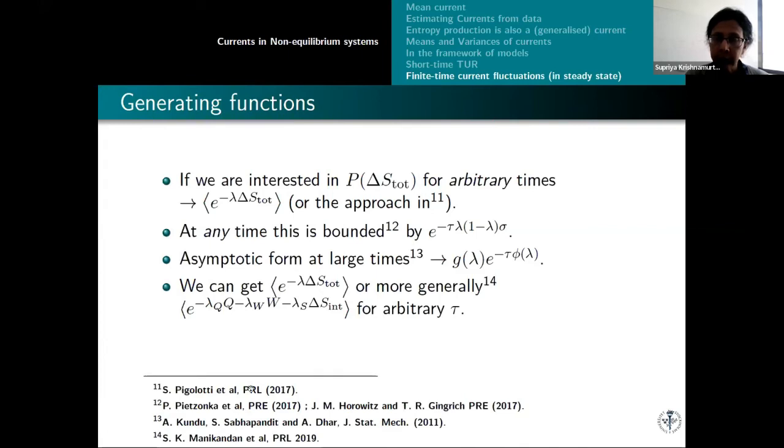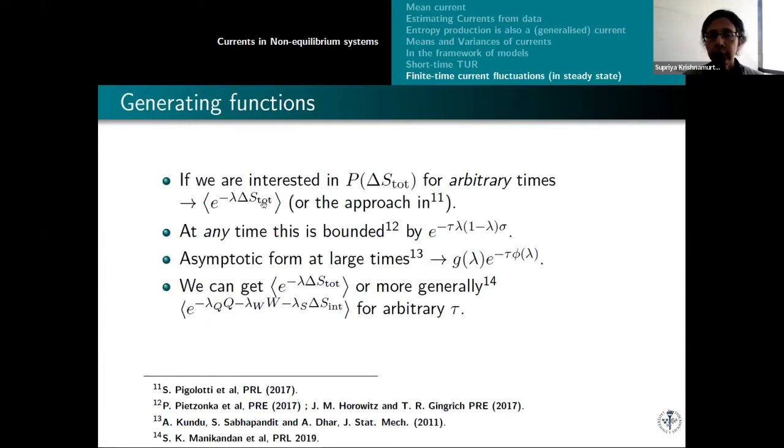I just wanted to mention that there is this other approach too, in this paper by Simone Pigolotti, from PRL 2017, where they derive a sort of Langevin equation for this random variable delta S total. If in principle you could solve that Langevin equation, you can get all the moments. There's only one subtlety: it's the rate of change with respect to a time which is some sort of scaled time. It's not actual time, rather it's a scaled time. Understanding exactly how that time is scaled may or may not be possible in several models, but it's an alternate approach to calculating generating functions.